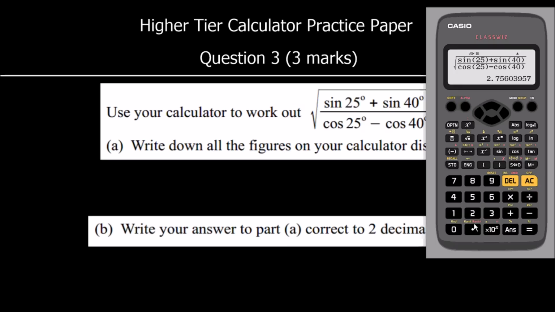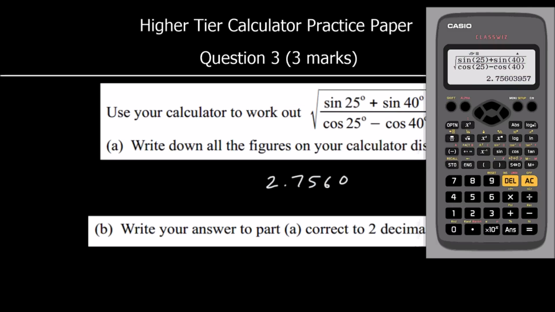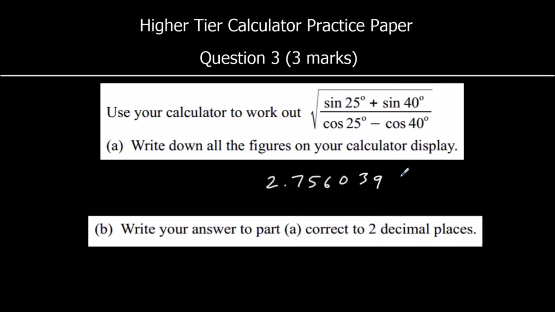So press equals, and we get 2.7560 3957. Part B, write your answer to part A correct to 2 decimal places. So after the decimal point 1, 2, the next number's the 6, so we round up: 2.76.